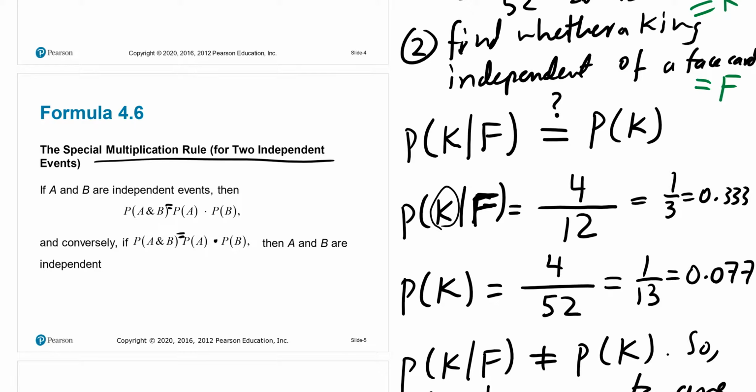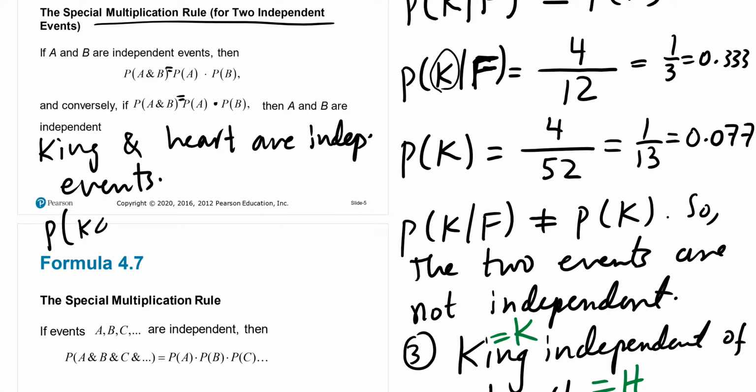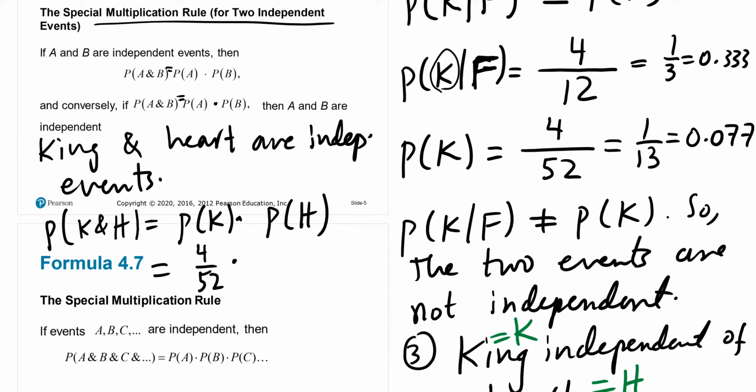It helps us to find probabilities. Notice how we had the king, withdrawing a king, and heart are independent events. So if I want to find the probability of king and heart, you can say it's the probability of king times the probability of heart. So the probability of king, how many kings are there? There's 4 kings out of 52 times how many hearts? 13 out of 52. And then either multiply or simplify to get an answer.